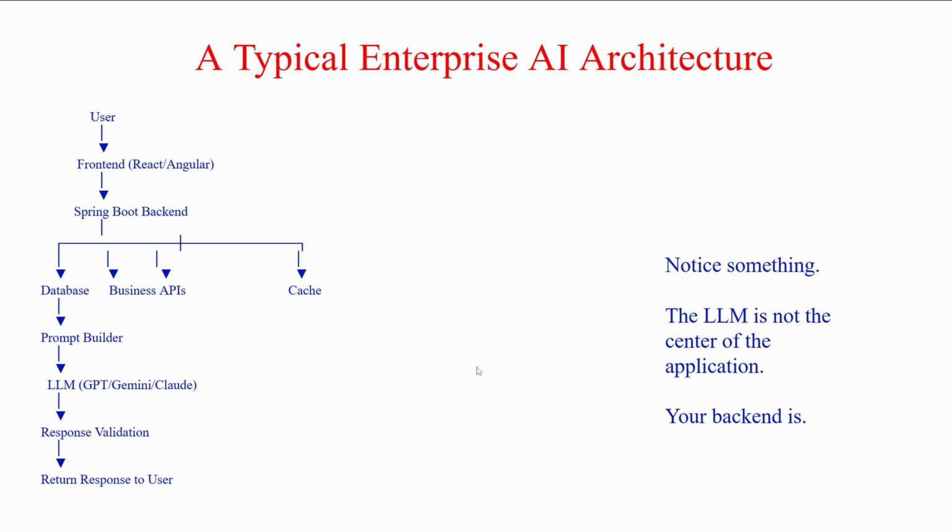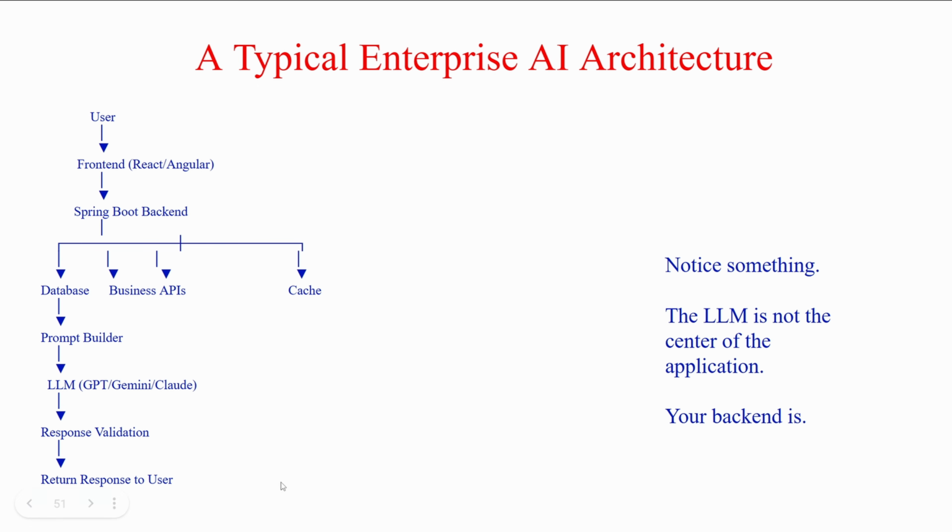So an AI application is not just front end and AI. It is front end, back end, APIs, caches, database, everything that you have, prompt builders or optimizers, then models, then request and response validations, and then parsing of the response that is given by the models.